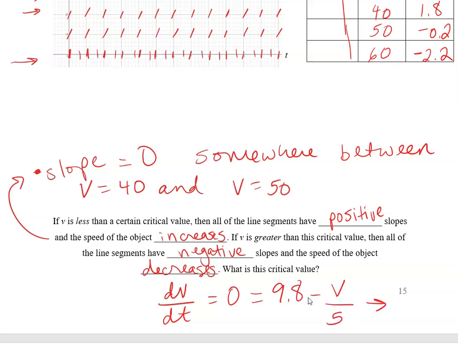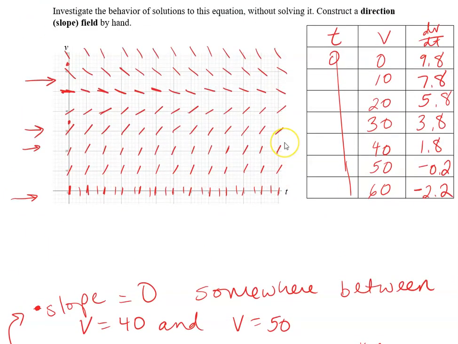And if you solve that for v, you'll see that you end up getting, I think it's 49. Let me check my notes. Yeah, 49. There you go. So at 49, when v is 49, let's see, here's 40, so 50. So 49 would have been right up here. We would have slopes that are horizontal. So maybe like right in here. There we go.